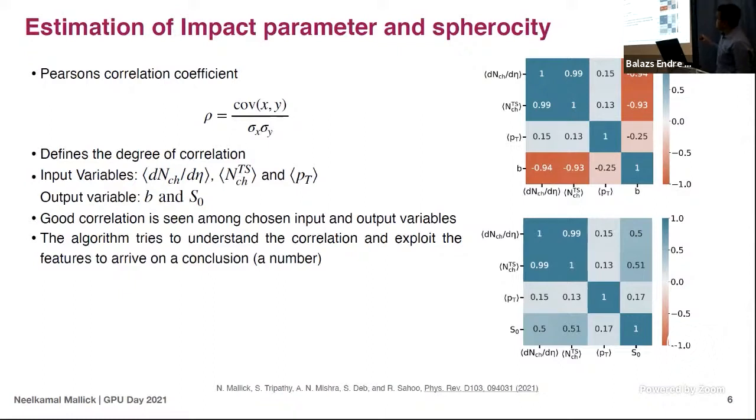The impact parameter is inversely correlated to multiplicity. That means for head-on collisions, where the impact parameter is smaller, we have more particles. So with this correlation, we see that these parameters are good enough to train a model and to calculate the impact parameter and transverse velocity.